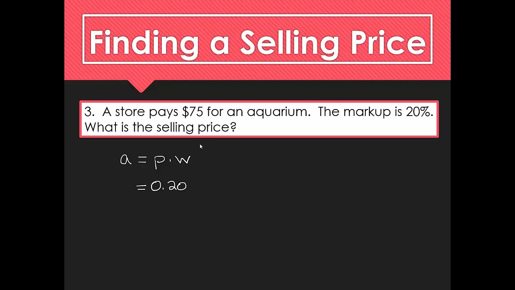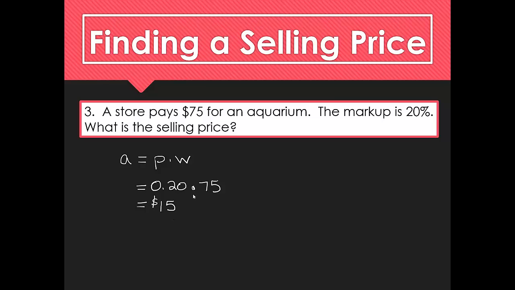The store is going to pay $75. So we need to figure out how much they're going to mark up this item to figure out the selling price. So $75 is going to be the whole. And then when we multiply these together, we're getting the part that they're using as the markup. So now when we multiply 20 hundredths times 75, we will get 15. So the markup is $15.